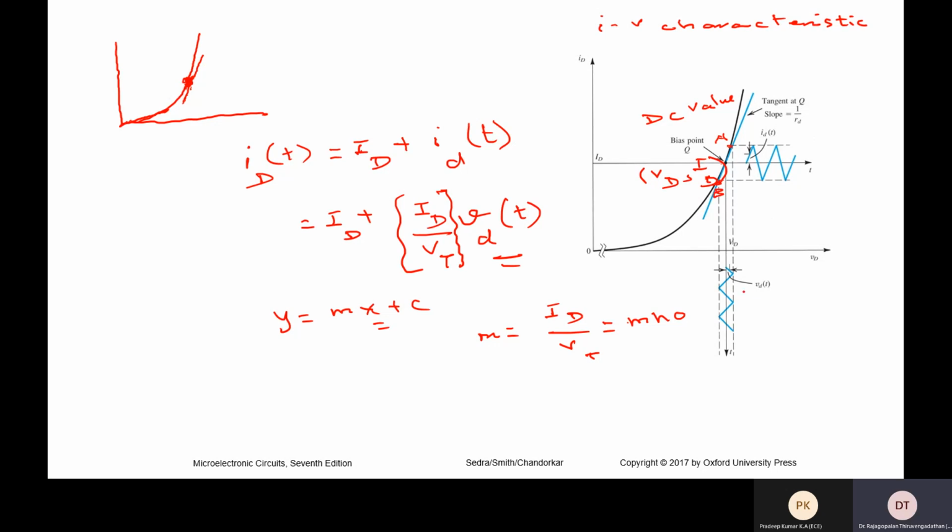That is a small signal segment. So your signal has to be small enough that it will be accommodated only within this linear region. So what will be the consequence? The consequence will be that it will permit linear analysis of a circuit having a diode, which is fundamentally a nonlinear element. And the second consequence is we can do the DC analysis separately and the small signal analysis separately. Those two things you have to understand very clearly.